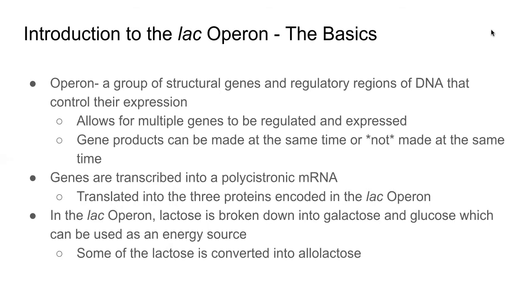In terms of the Lac Operon, 3 gene products are produced from the 3 structural genes that make up the operon. To power and help regulate the Lac Operon, lactose is broken down into galactose and glucose and used as an energy source. Some of the environmental lactose is broken down into allolactose, which is a key regulatory element of the Lac Operon, which we will talk about in the next few slides.